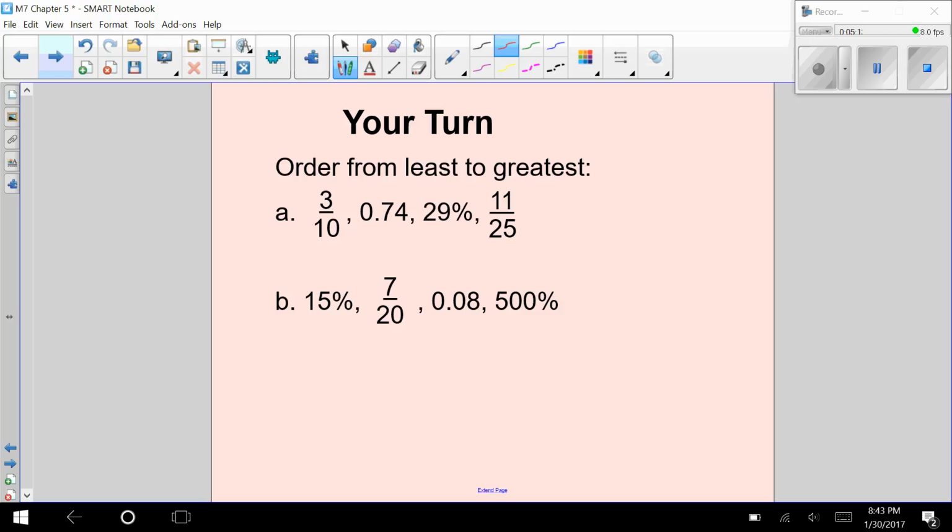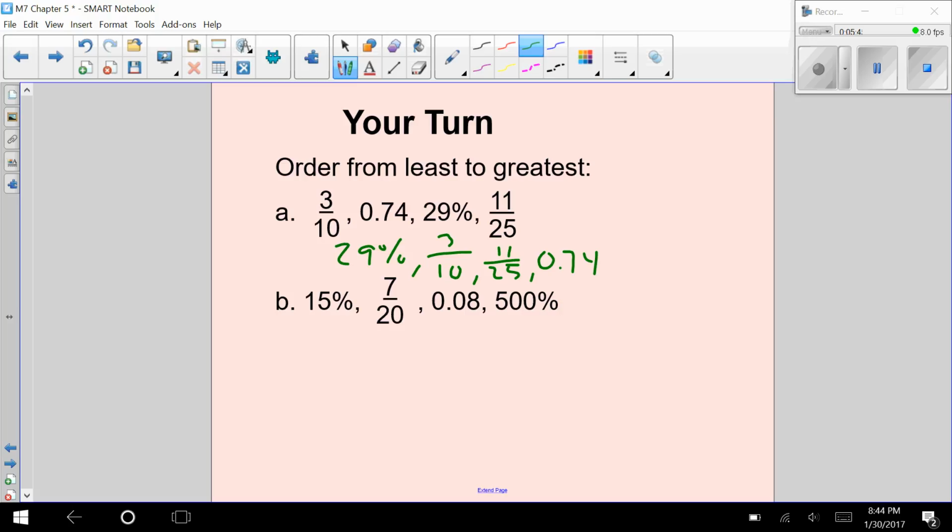Now you're going to try these two, put them in order from least to greatest. All right, for the first one, 3/10 is 0.3 and 11/25 is 0.44. So to put them in order, 29% is 0.29, so that would be the smallest. Then 0.3, so 3/10. Then would come 11/25, and last but not least, last but greatest, 0.74.